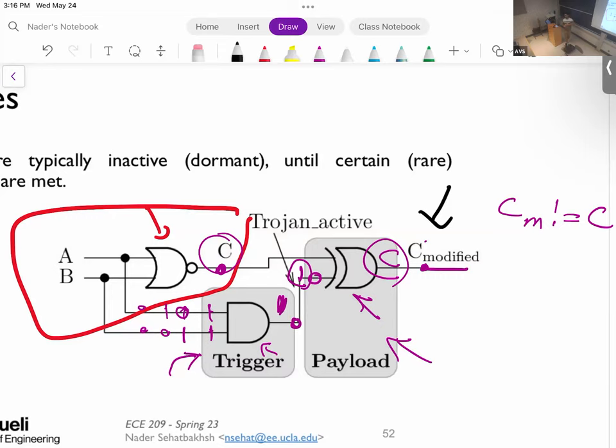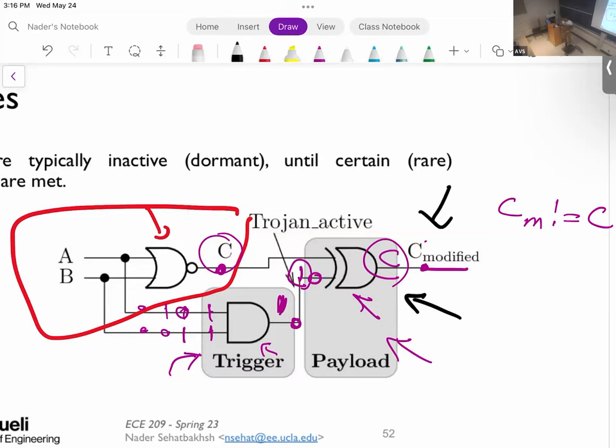Same idea as when we were talking about faults, where I can flip a bit, and by flipping the bits, I can change a key or change the ciphertext, et cetera. Same idea here. If I put this in the right place, then I can actually do something malicious.